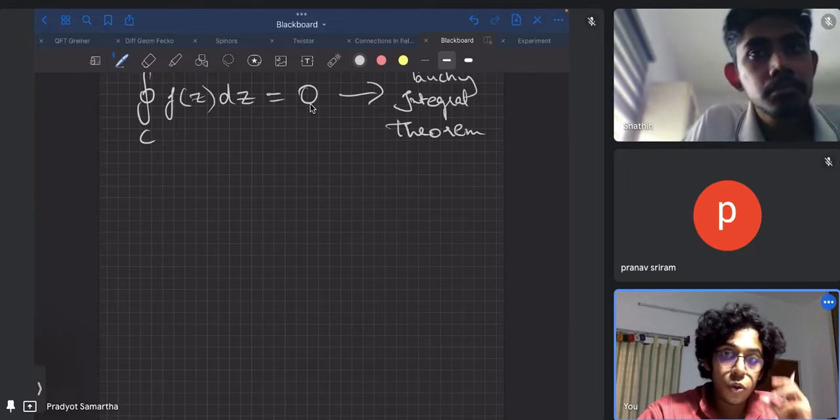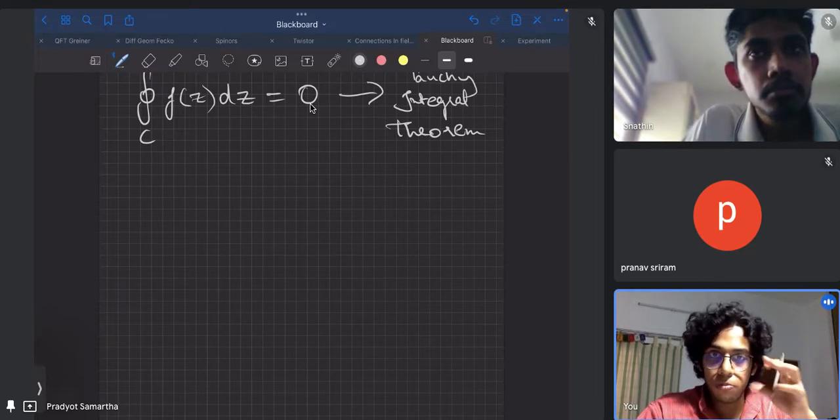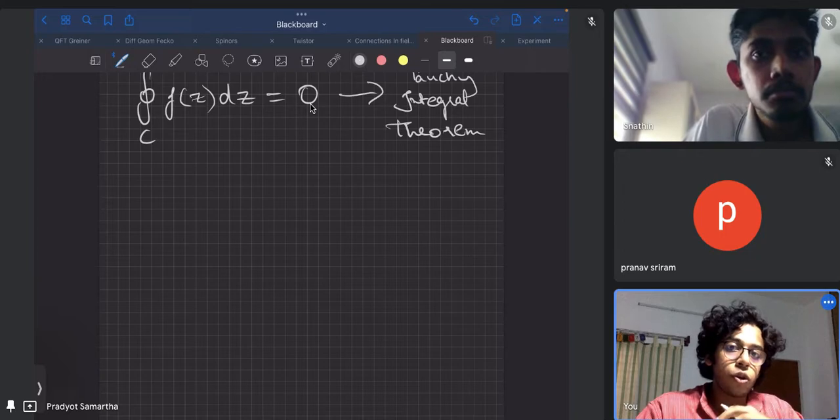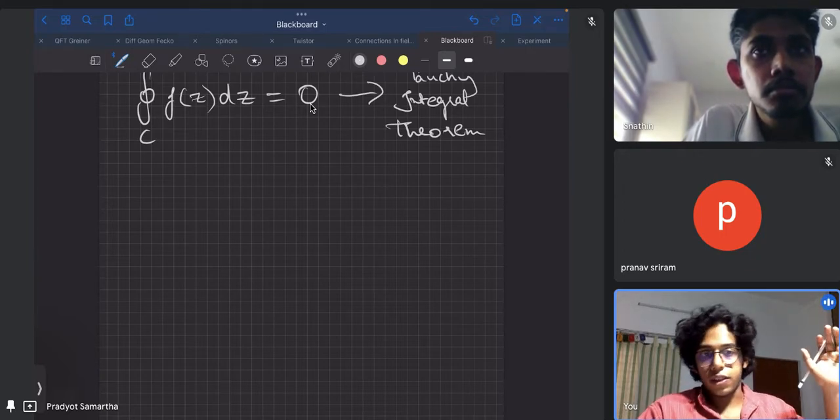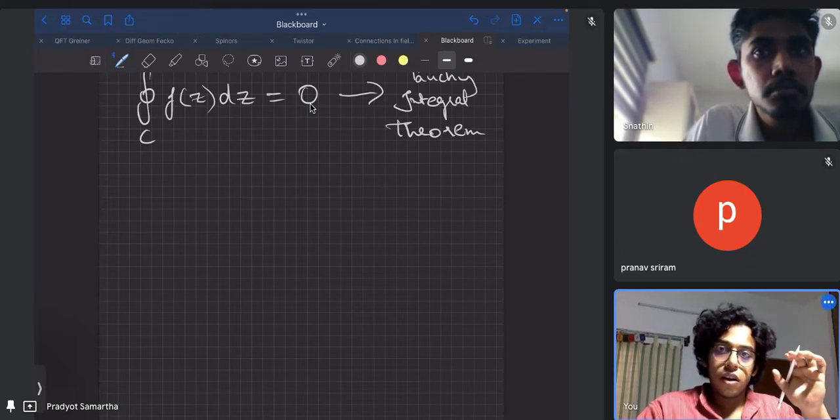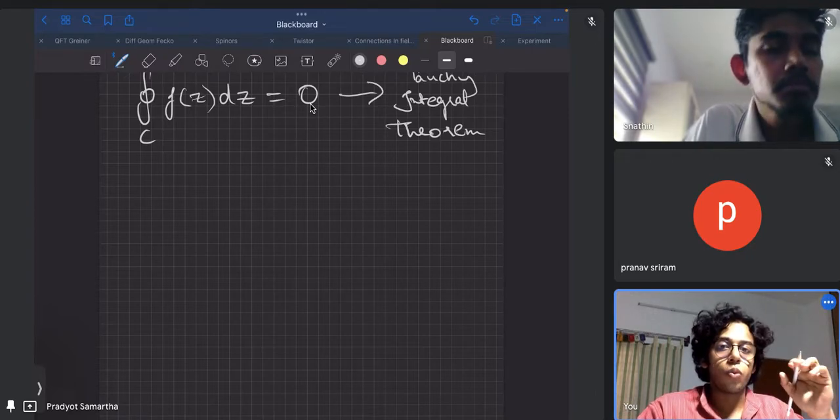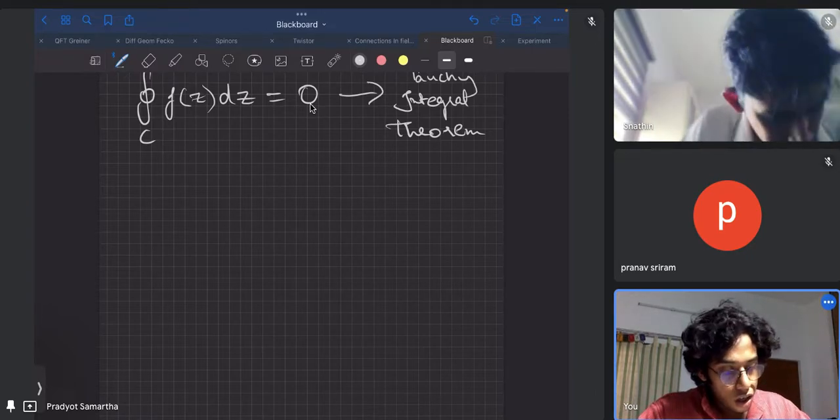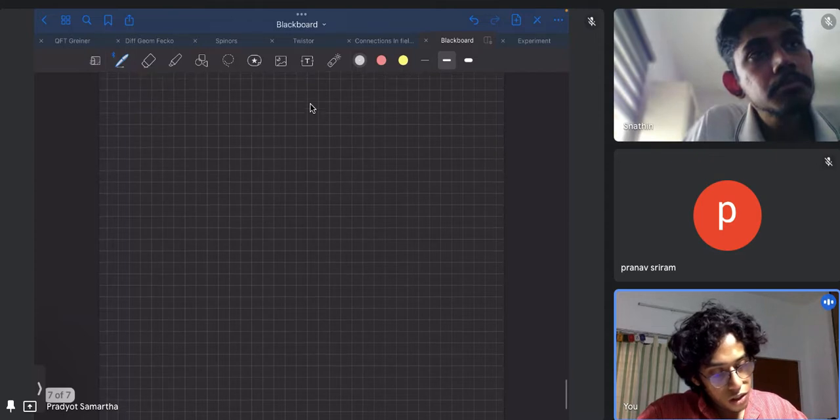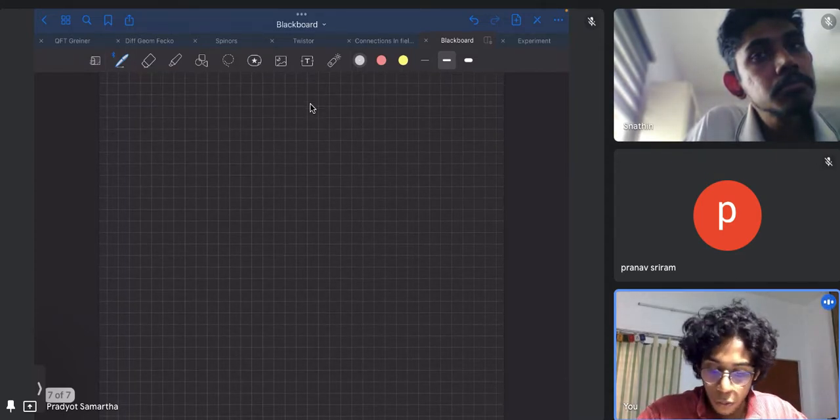Tomorrow we'll use this particular idea to capture a lot of different things in complex analysis, and we'll see exactly what those are as well. Okay, so let's look at the proof.